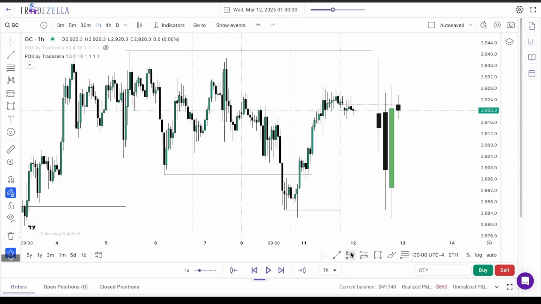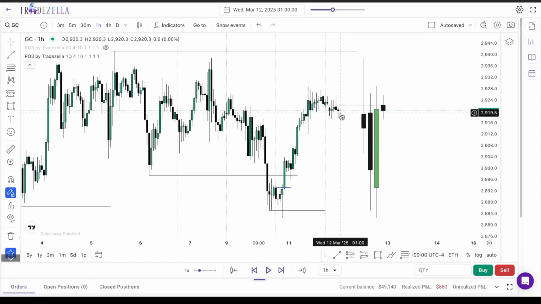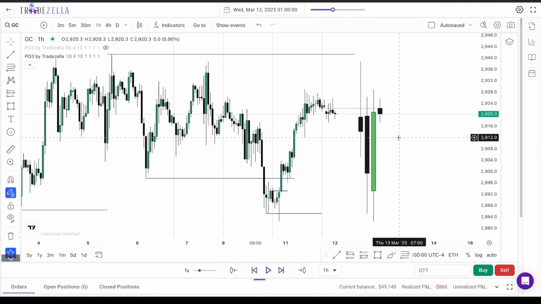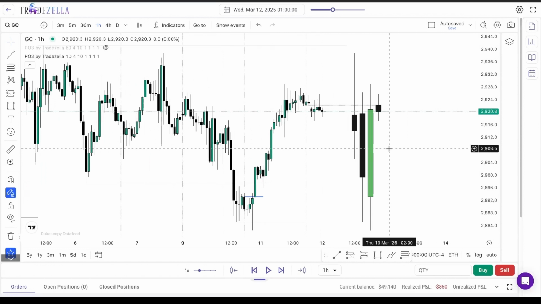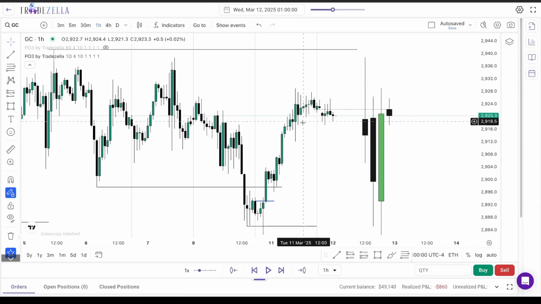Well, we have to find that low and see if we have a change in the stated delivery. With price sweeping out this previous low, we find this series of down-close candles, in this case it's one, and we do have a change in the stated delivery. So with that, I can be looking long in the following candle, but I need a point of interest.